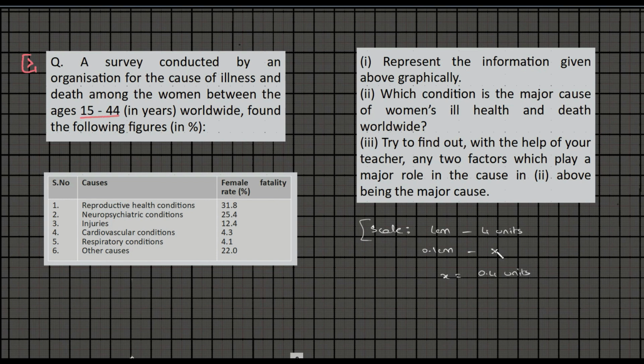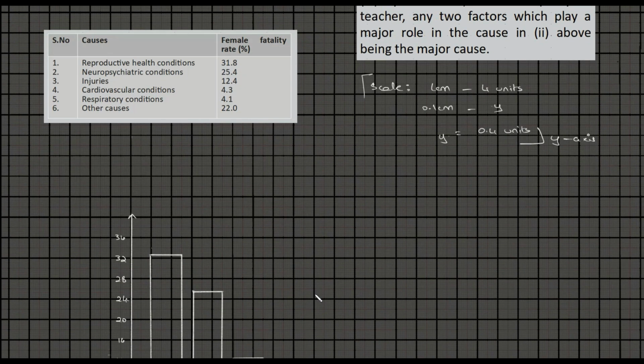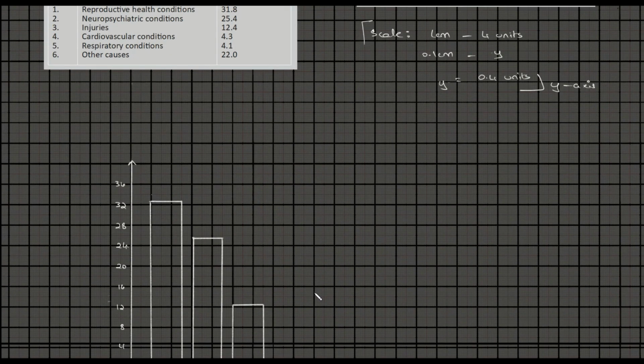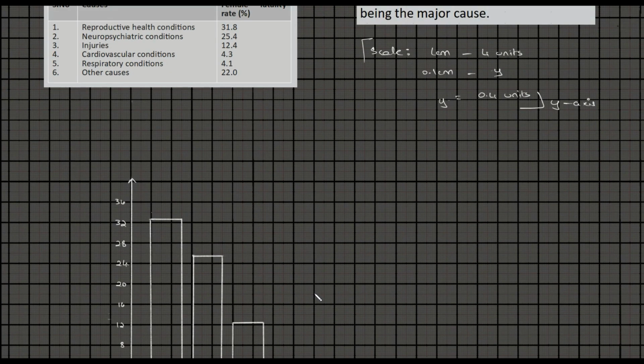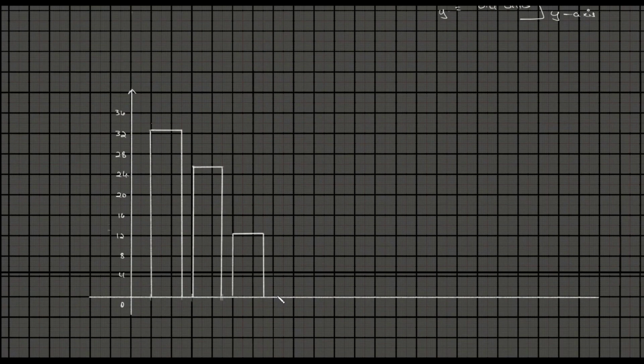Okay, so this is along the y-axis. Let me write y itself, y-axis, right? So this is something that you guys have to realize. And next is 4.3. 4.3 is 4 and a bit above, 1 unit above. I forgot, it should be 1.5 centimeter wide.